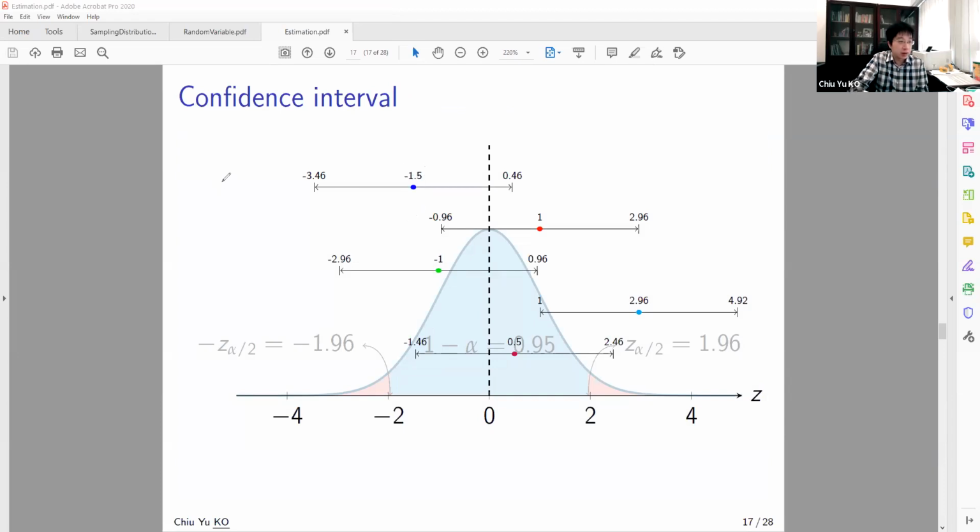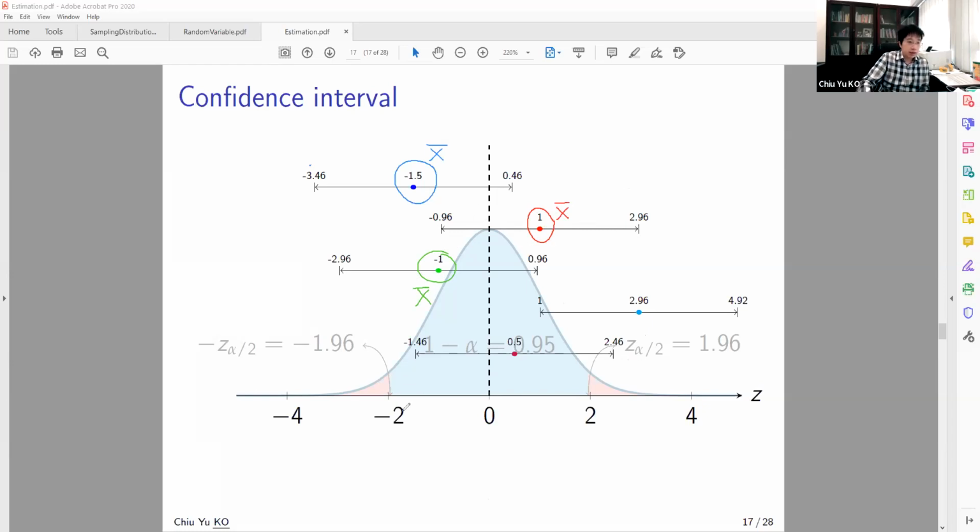Suppose I have a first sample, and the sample gives a sample mean like this. This is the interval I draw, and this is the population mean. Again, I do another sample, and this is the sample mean I have. After normalization, again I have another X bar. I do the same for another sample, I have another X bar, and so on and so forth.